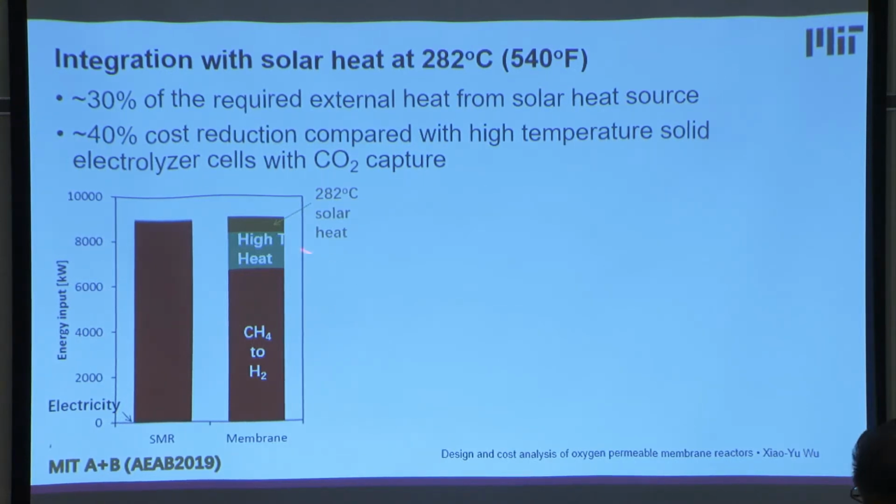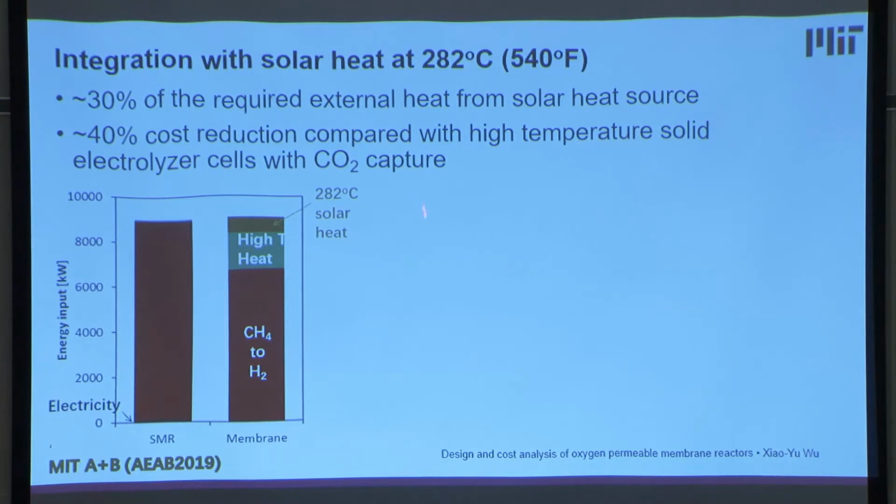For example, if we have solar heat at a temperature around 300 degrees C, which is easily obtained from a solar thermal power plant, then 30% of this external heat can be from the solar. That means that we can incorporate this low temperature solar into our system.